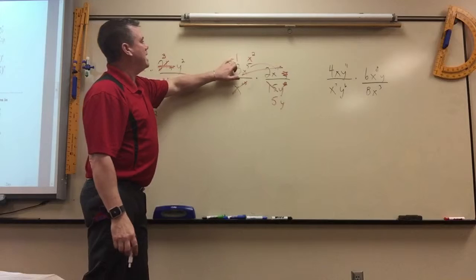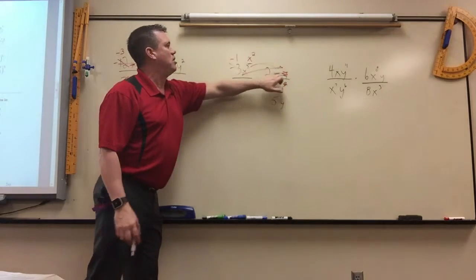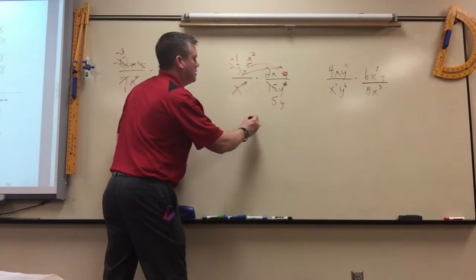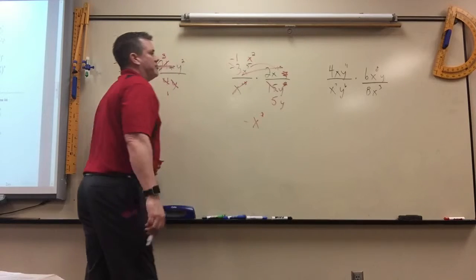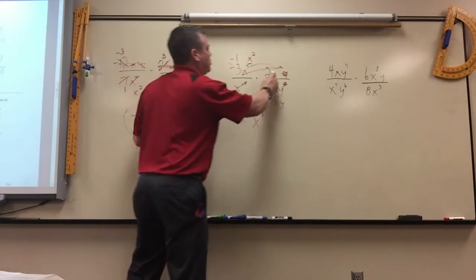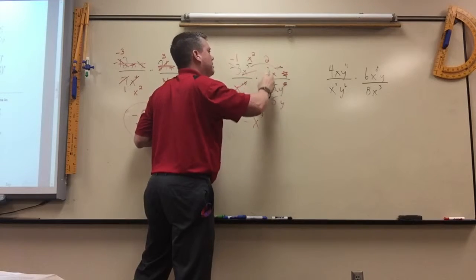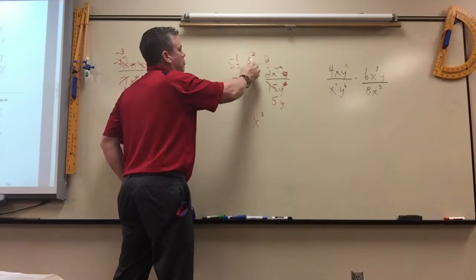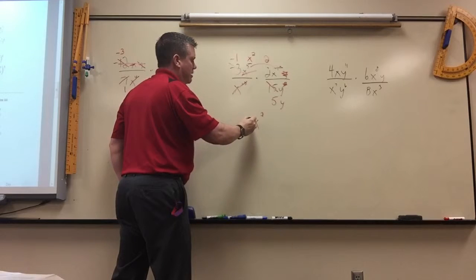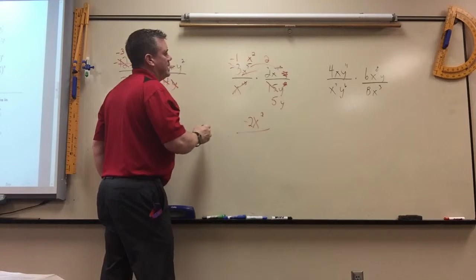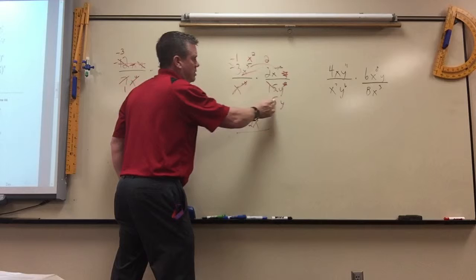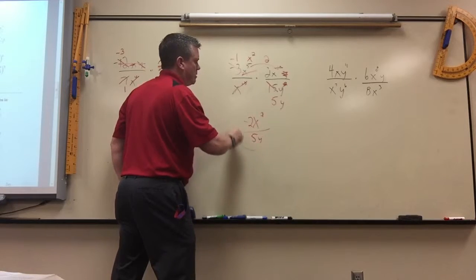So on top, we have a -1, x squared, this all canceled off. Oh, I forgot the 2, right. The 2 stayed, didn't need to cross through that. So that would be -1 times x squared times 2 is -2x squared. And on the bottom, this canceled, and so we have a 5y.